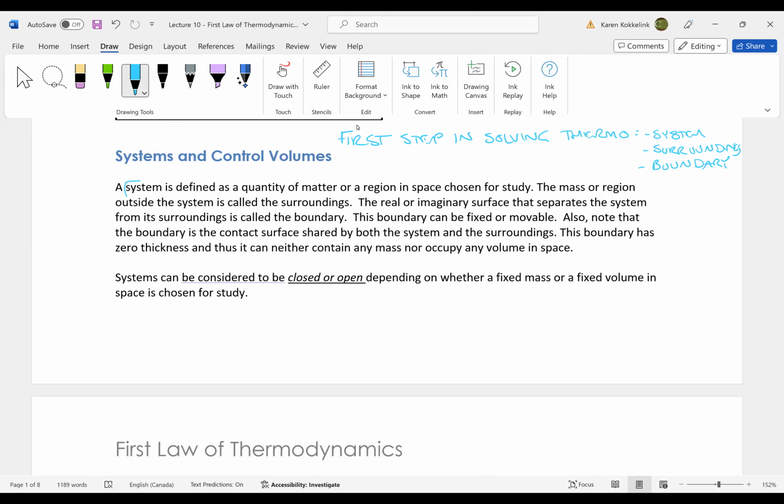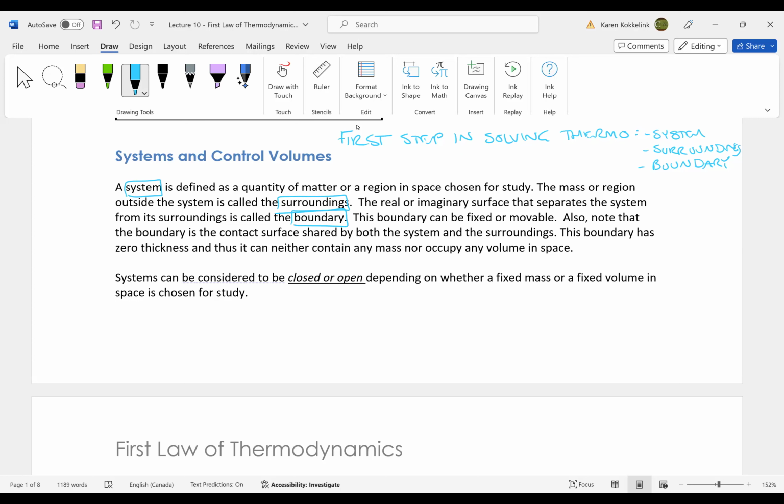What is a system? A system is the quantity of matter or region in space chosen for you to study. The mass or the region outside of that system is called the surroundings. The real or imaginary surface that separates the system from its surroundings is called the boundary. The boundary can be fixed or the boundary might move.